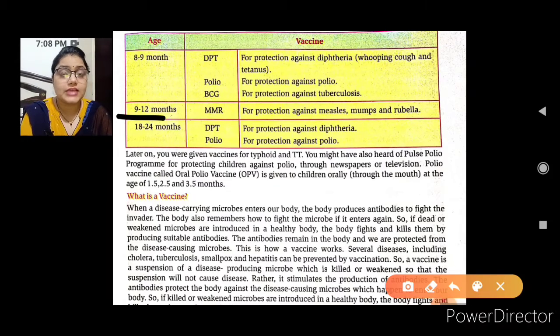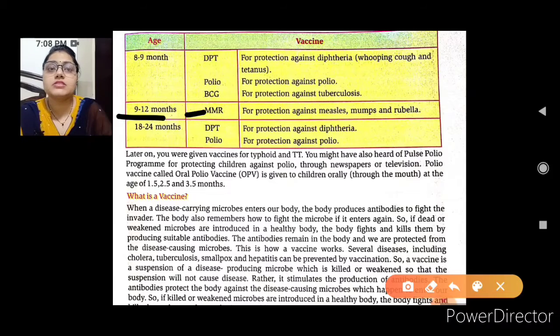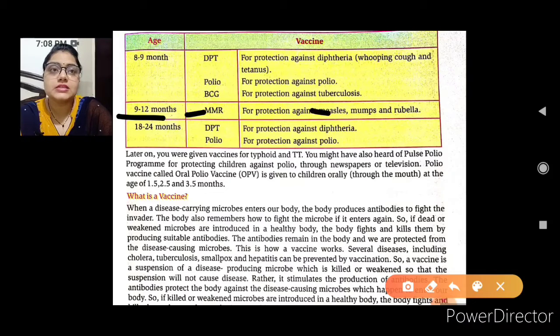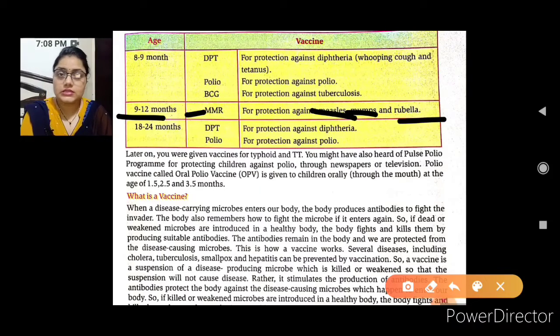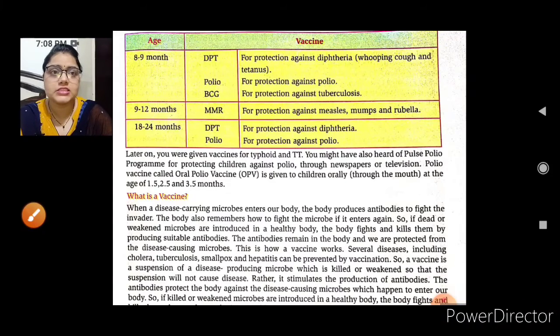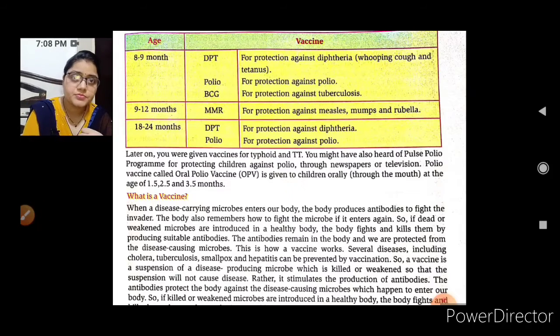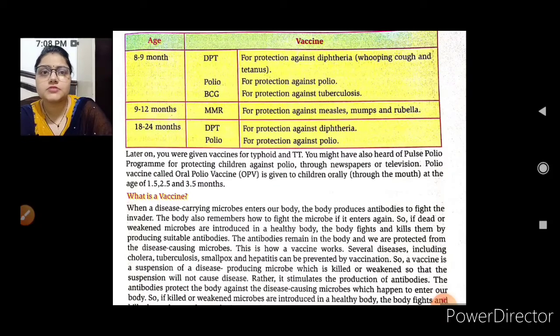Now moving ahead to the next, this is for 9 to 12 months, when the child is growing up and is of the age of 1 year. For 9 to 12 months, the vaccine given is MMR. MMR is for measles, mumps and rubella. These 3 are diseases connected to the entire body of the child. This is a virus disease which can be transmitted through the air into the body of a child. Clear?